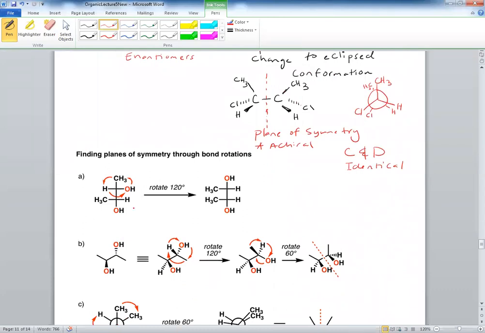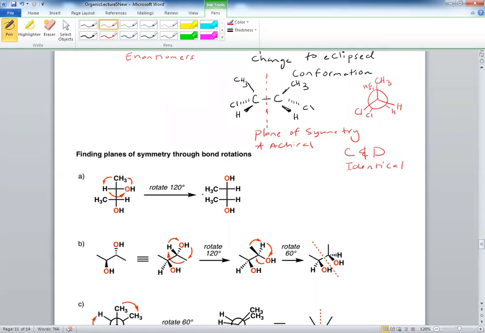Well, if we have a Fischer projection, what you want to do is a 120 rotation. By a 120 rotation, to check if you have one, you're simply switching, again, you have to think of it as, you're not switching atoms here, but you're doing a rotation, a conformation rotation. This would make the OH go right there, the CH3 in its place, and the H in its place.